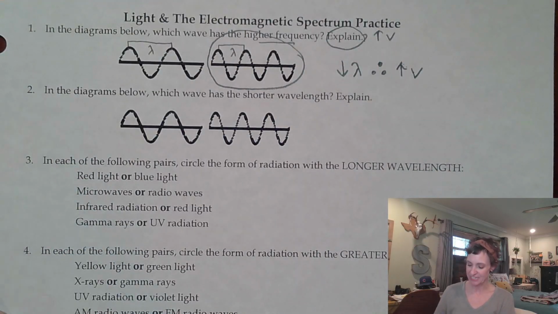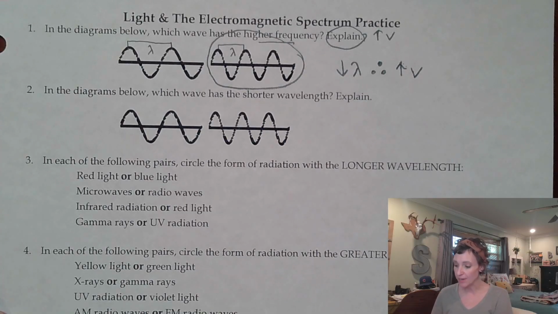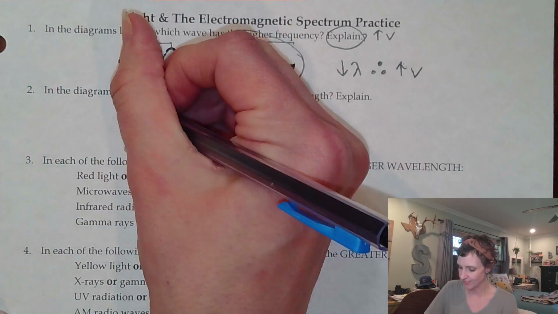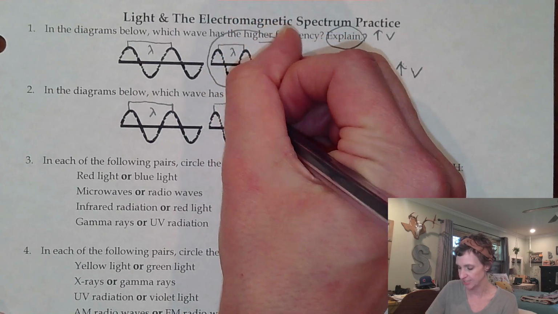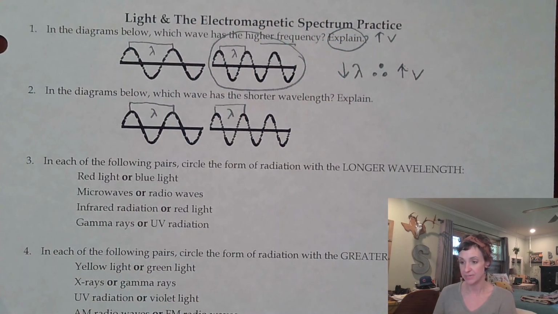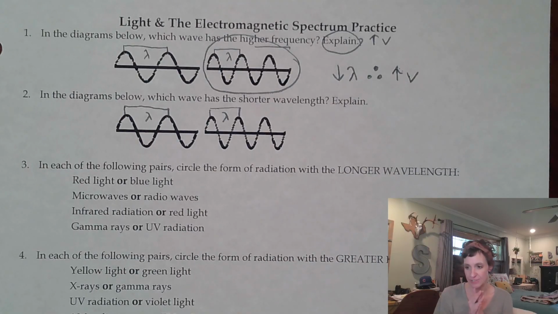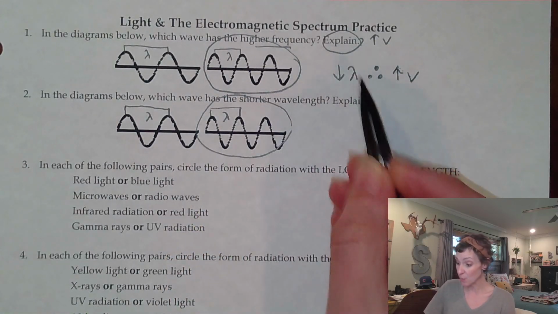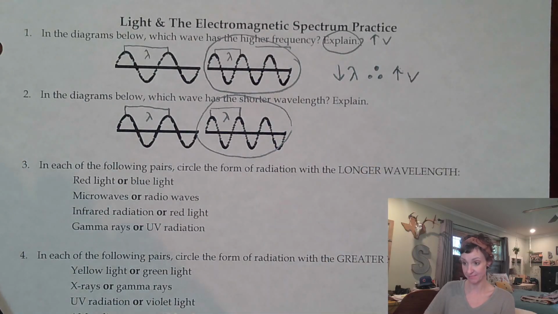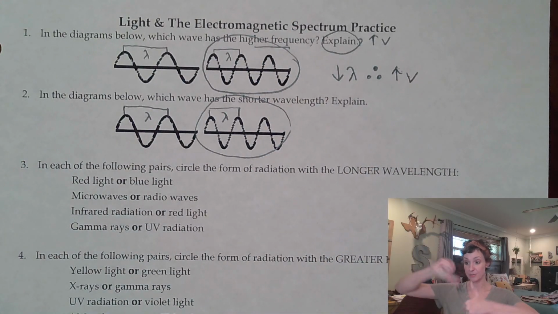Okay, question number 2. It says in the diagrams below, which wave has the shorter wavelength? Well, I'm pretty sure these two waves are exactly the same two waves that I just looked at in the previous problem, but just to make sure, let's mark off those wavelengths. The one that has the shorter wavelength is this one. It was also the one that we said had the higher frequency, right? Shorter wavelength, higher frequency, that's the inverse relationship between those two properties.